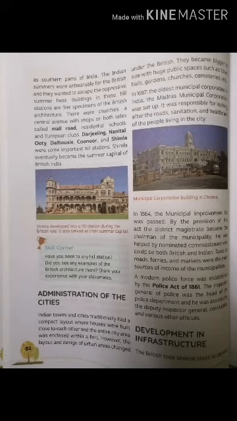Indian towns and cities traditionally had a compact layout where houses were built close to each other and the entire city area was enclosed with a fort. Meaning, the complete area was arranged so as to minimize spaces. There was no wastage of area and the houses were very closely packed. However, the layout and design of urban areas changed under the British. Means when the Britishers came, it all got changed.